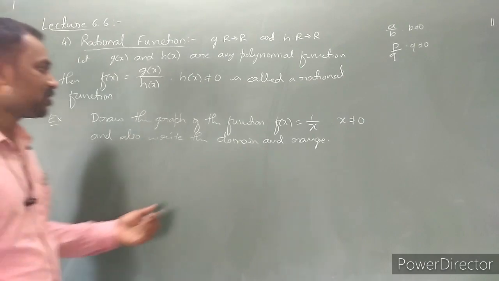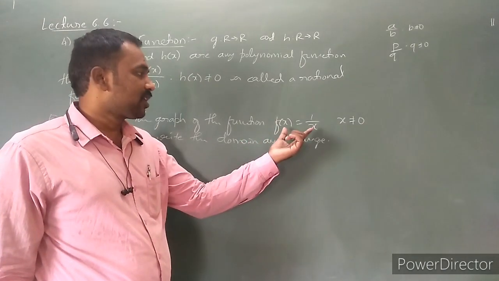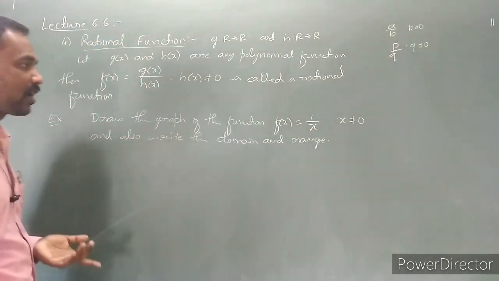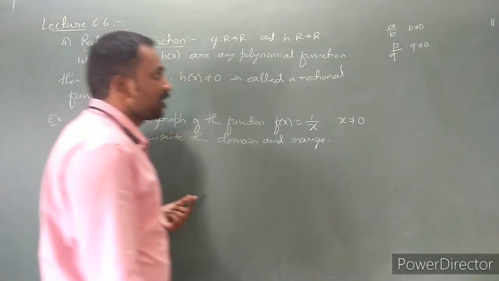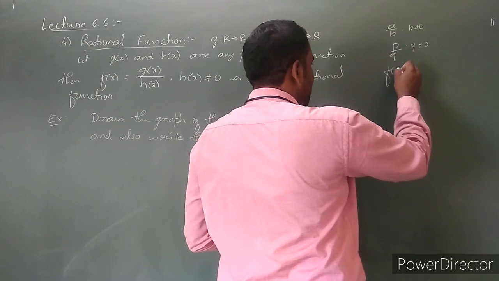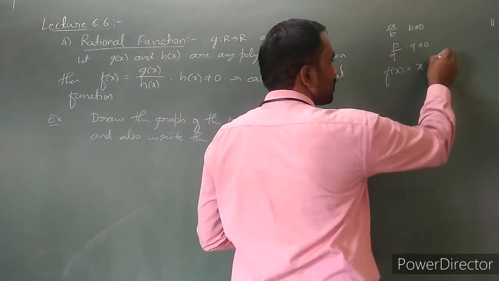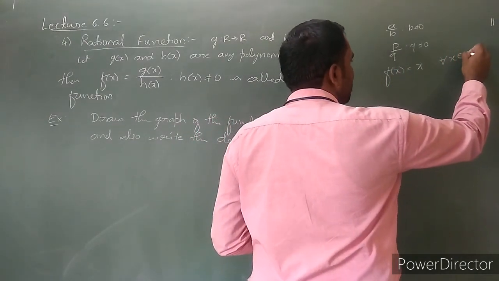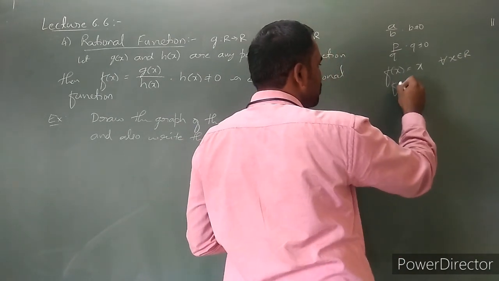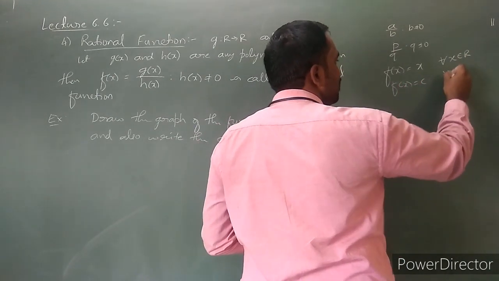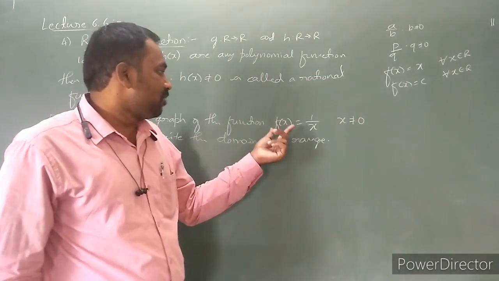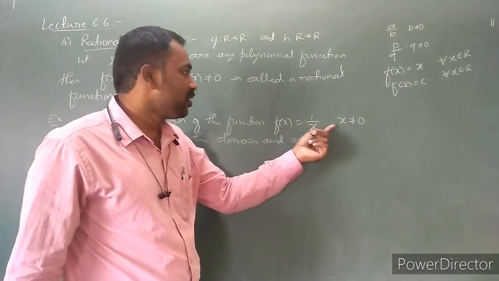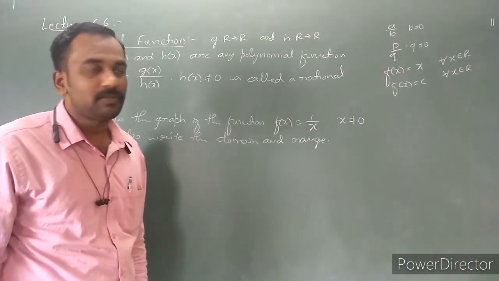Previously we have drawn the graphs of several functions, and in the same manner we need to draw it here. One thing they usually give: for example, for the identity function f of x is equal to x, they give for all x belonging to the real numbers R. For the constant function f of x is equal to c, for all x belonging to R. But here f of x is equal to 1 by x, where x is not equal to 0.